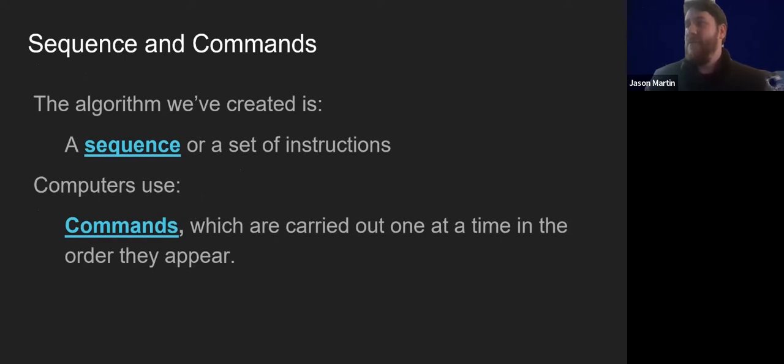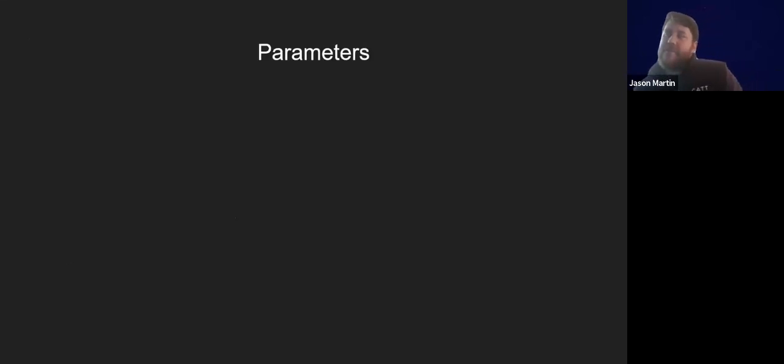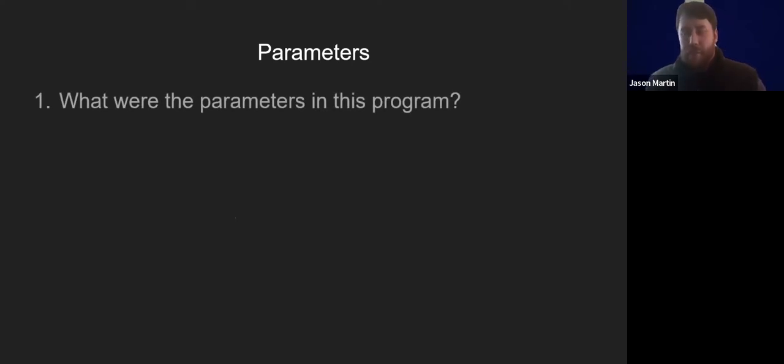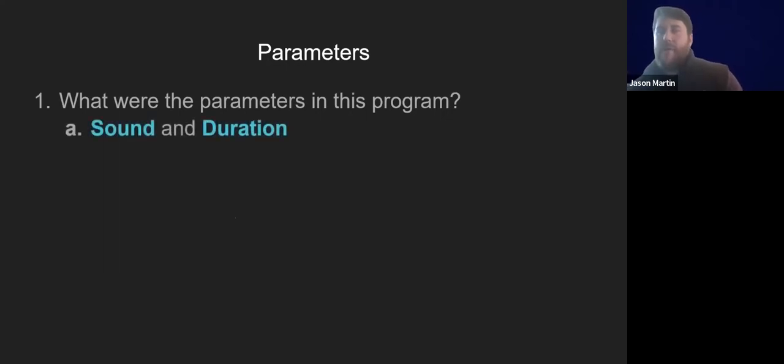So again, with this concept of algorithms, we're working on a sequence, a set of instructions that does something, and we need to know what commands can be carried out one at a time in the order that they appear. So students need to really understand those two concepts. Then in this, and this is day 2 and 3, we covered these concepts. So parameters. When we talk about parameters, they start to explore this idea: what are the parameters of a program that they've created? A very basic program, sound and duration.